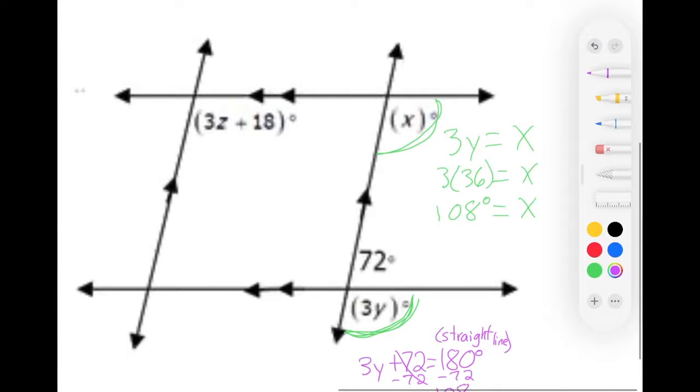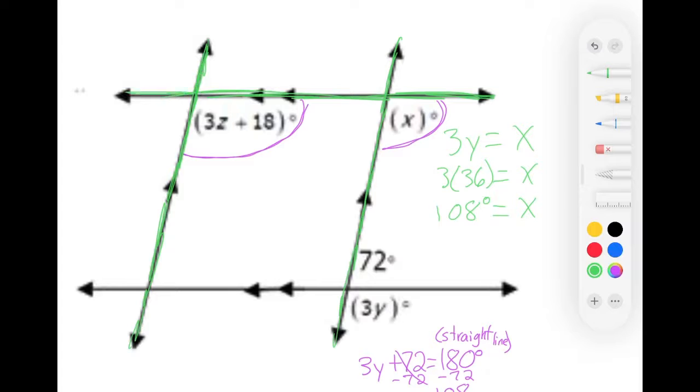Alright. So now lastly we have to solve for z. So my z is going to come from using the x that we just found. If you look at this, our line here that I'm drawing on is one of our parallel lines. Here's another parallel line, and the line that is going through it is our transversal. Our angle x and our angle 3z plus 18 are corresponding angles, so they are going to be congruent of each other. So we're going to have 3z plus 18.